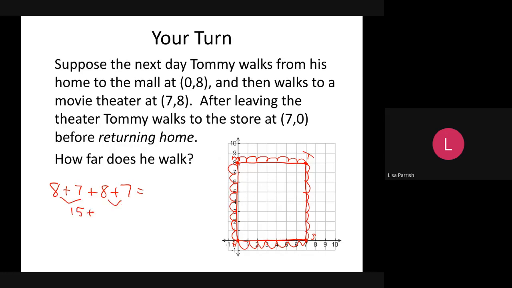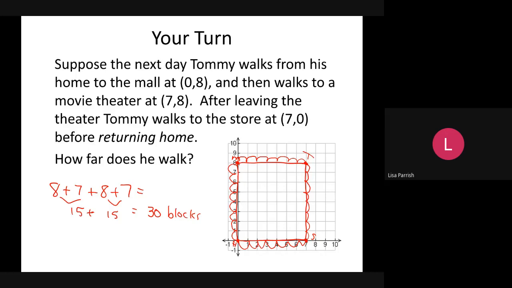I'll do a little shortcut here. 15 and 15 is 30. So 30 blocks. Okay, so you can just count the directions there on the graph.